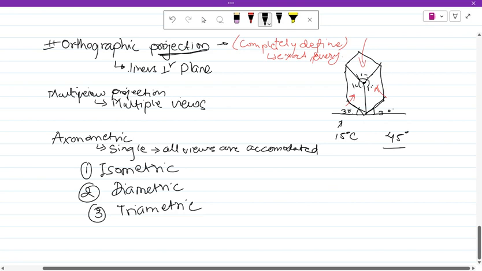Here we looked at different orientations of these lines in axonometric. Three kinds of axonometric views. The orientation of these three lines will be different based on this angle.